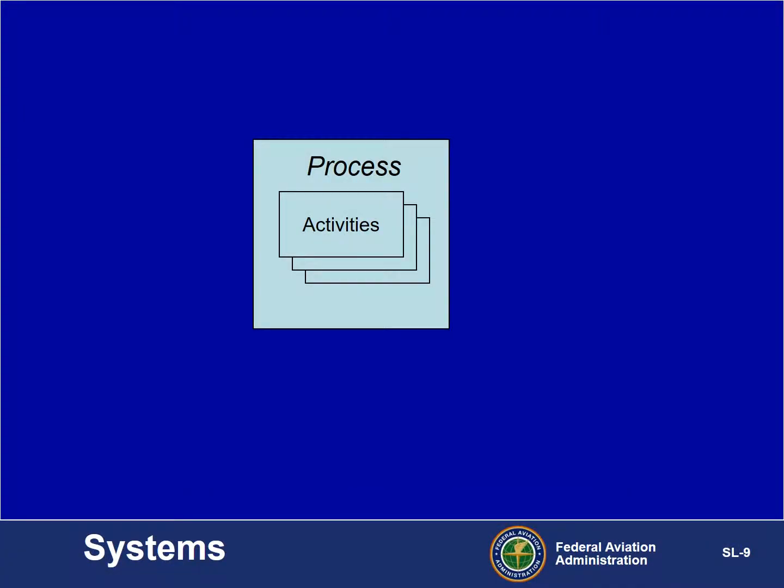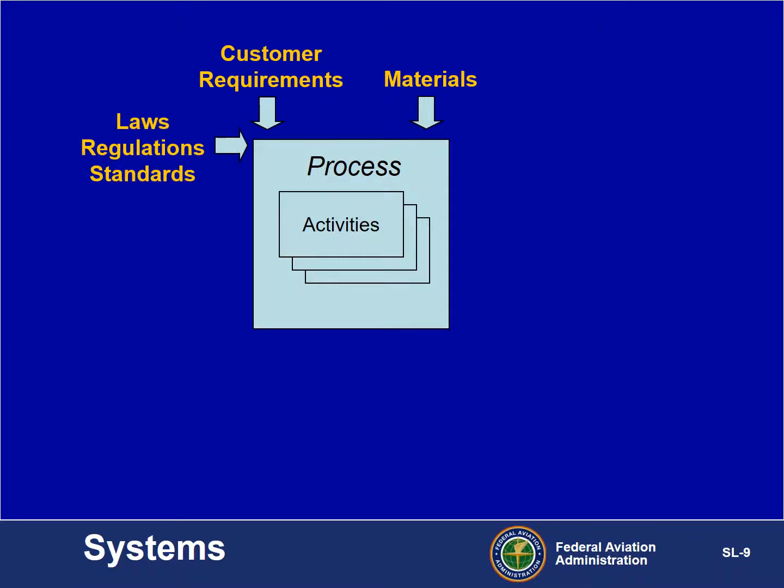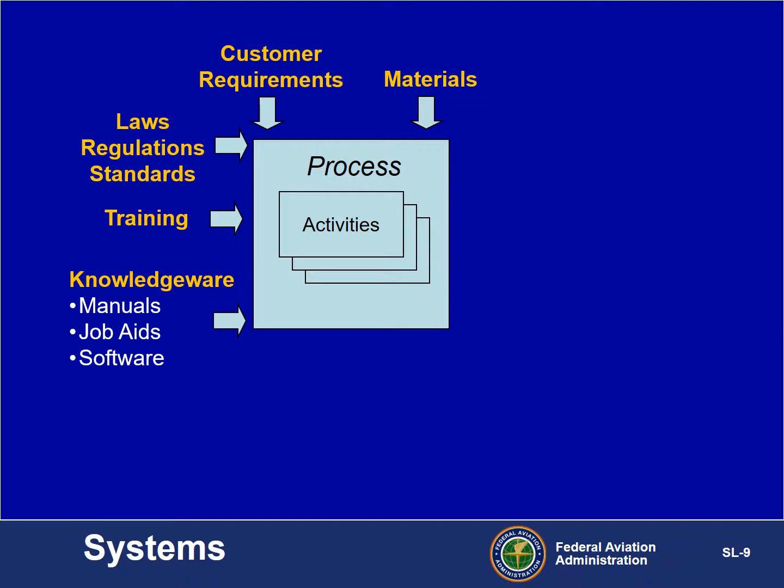Now we'll demonstrate how the process flow might look in the real world. In addition to the internal and external inputs, we see customer requirements and materials, especially if your output is a product. On the control side, we see the obvious controls of laws, regulations, and standards. Training is also a control, as are the books, aids, and software we use.